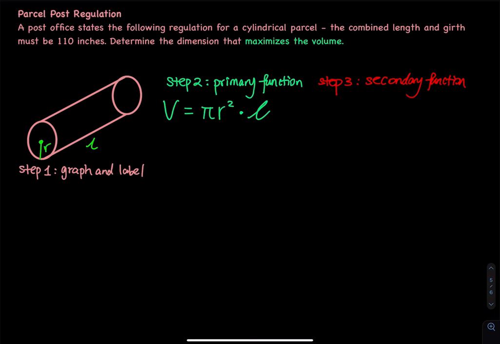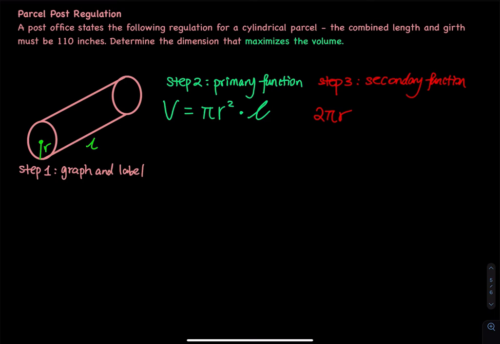The combined length and girth must be 110 inches. So let's figure out the girth first. The girth is the circumference of one circle, right? So how do you find the circumference? The circumference is 2 pi r. It's pi times 2 times radius. 2 times radius gives you the diameter, right? So diameter times pi is the circumference of a circle.